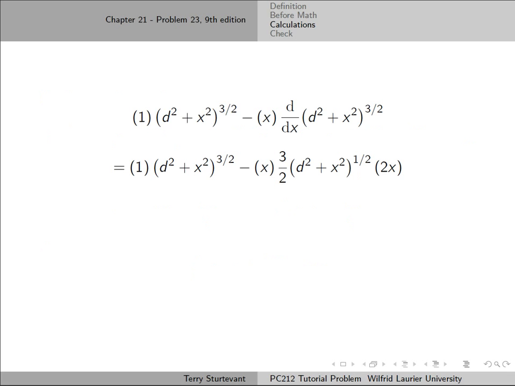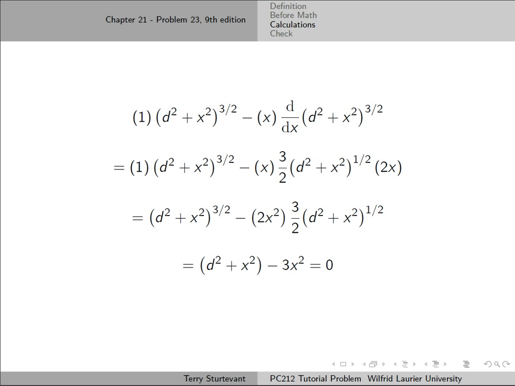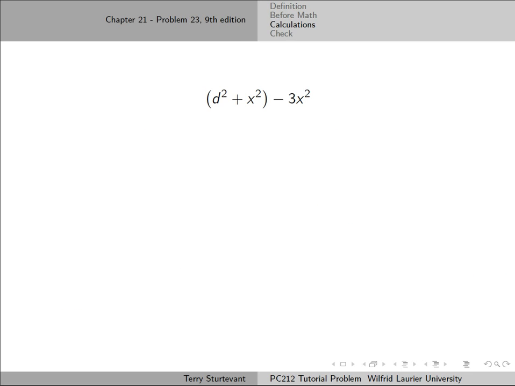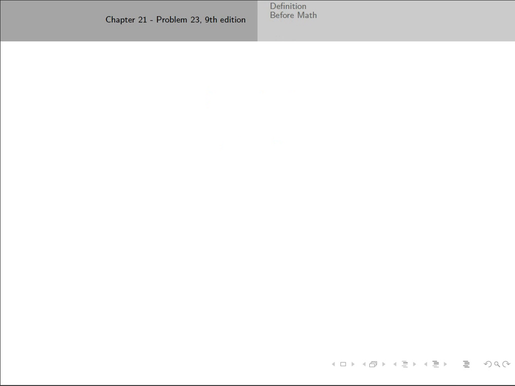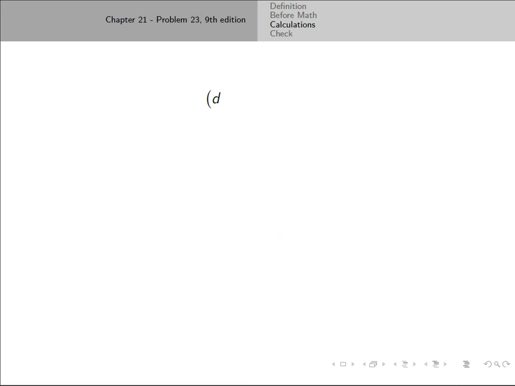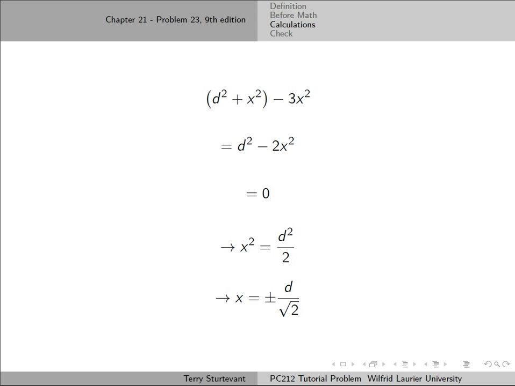So we can go ahead and perform the differentiation. And so we get this because this term, d squared plus x squared to the 3/2, and this term, d squared plus x squared to the 1/2, have a common factor of d squared plus x squared to the 1/2, which we can factor out. So now, when we do the algebra, very simply, we wind up with x squared equals d squared over 2, or x is plus or minus d over the square root of 2.